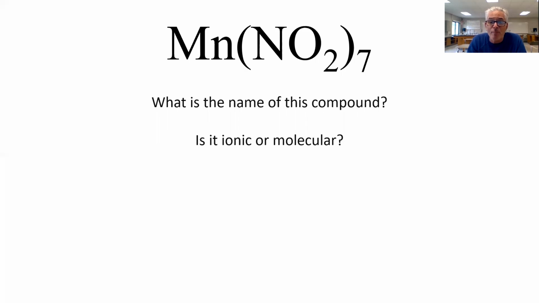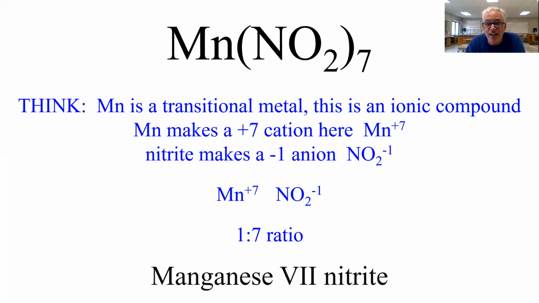So we've got some sort of manganese nitrite. How many nitrites do we have? 7. So we have manganese, Roman numeral 7, nitrite. That's the biggest Roman numeral we have. Roman numerals go almost forever, I suppose.